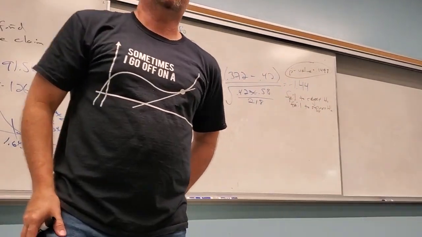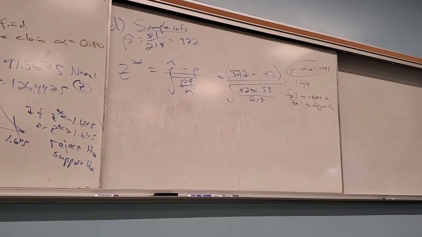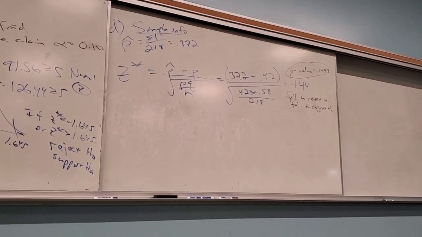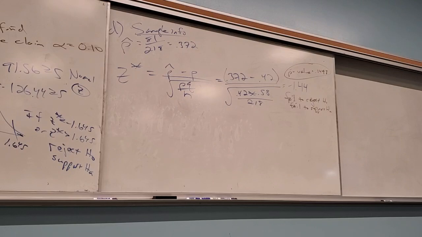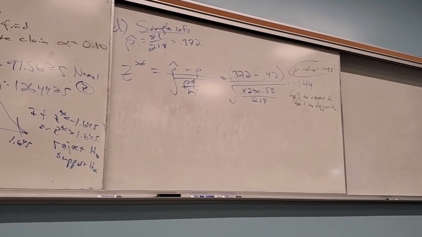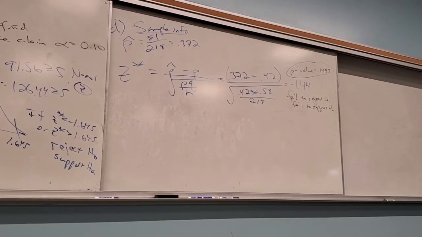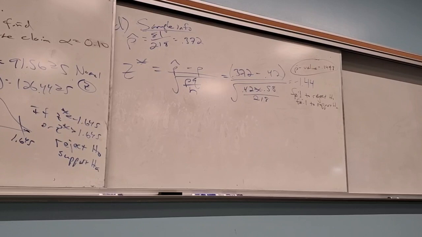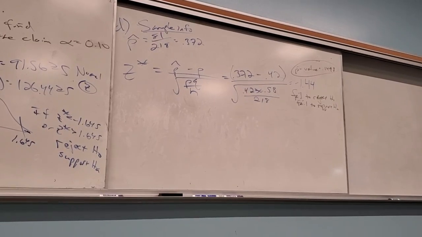1498. All right, let me stop for a minute. That tells me there was about a 15% chance that I would get a sample mean like the one I did if this really was the real percentage. So it's not unlikely enough to reject the null.